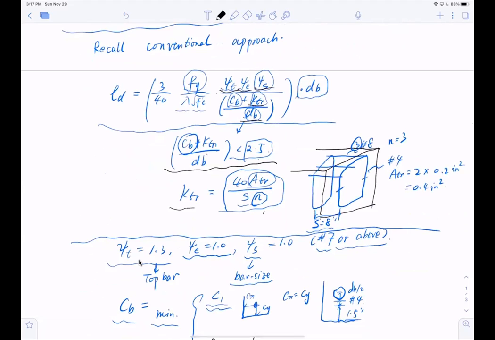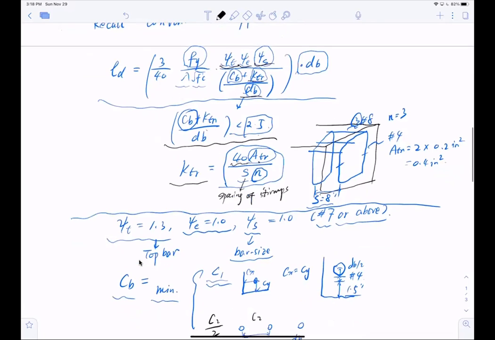In terms of Ktr, which is the confinement factor due to stirrups, we have the equation of 40 multiplied by Atr, which is the cross-section area of the stirrups, divided by s. s is the spacing between stirrups. So spacing of stirrups, okay? And n is number of bars being developed here. Number of bars being developed here.